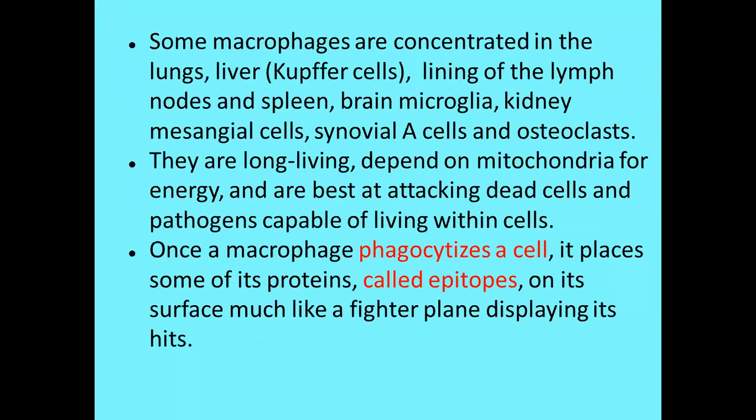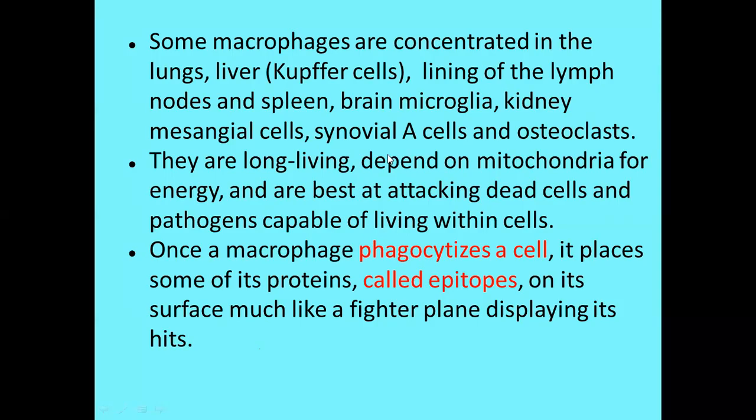This is the clinical or microscopic image of phagocytosis, how it takes in and destroys the pathogen, and releases it to the environment within the phagocytosis. And some macrophages are concentrated in the lungs, liver, in particular in Kupffer cells, where most pathogens enter, and the lining of lymph nodes and spleen, brain microglia, kidney mesangial cells, synovial A cells, and the osteoclast. And they are long living and depend on the mitochondria.